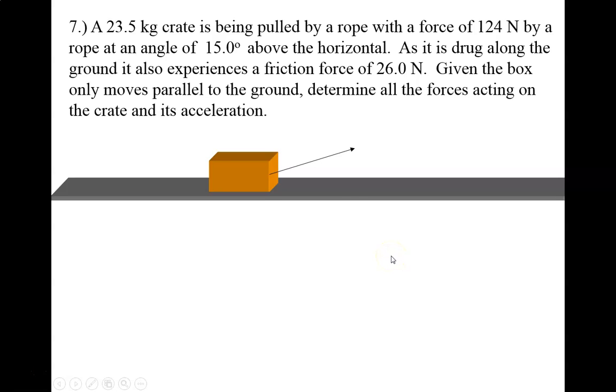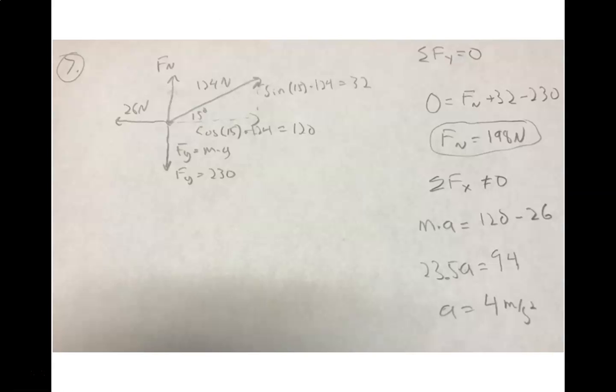Okay. So here we've got a crate. It's being pulled. We want to figure out. Oh, I think I forgot to find the acceleration. So we've got a crate that's being pulled by a rope at 15 degrees along the ground. There's a frictional force of 26 newtons to the left. The box is only moving parallel to the ground. Determine all the forces on the crate and its acceleration.